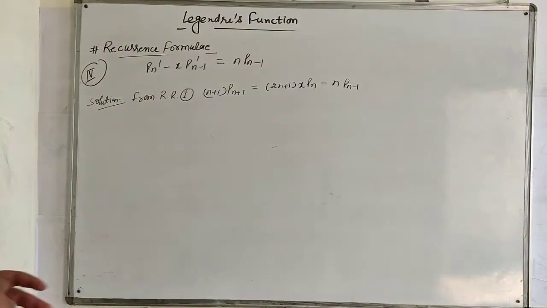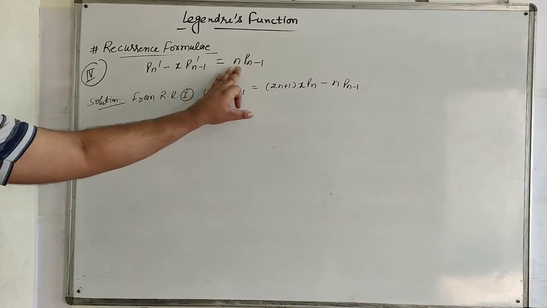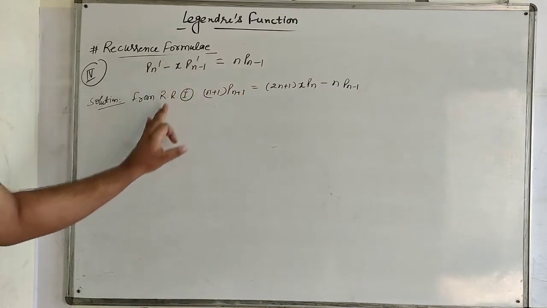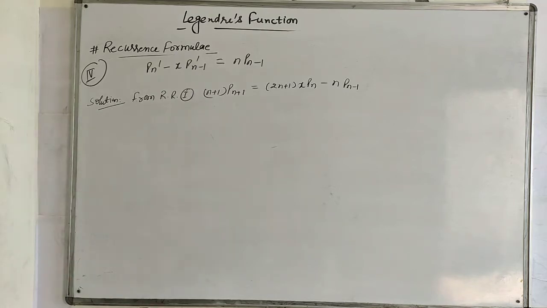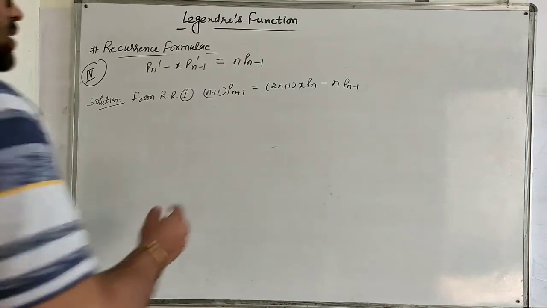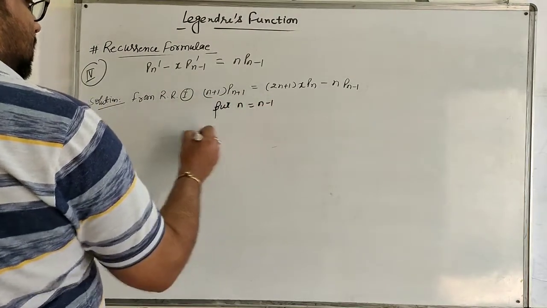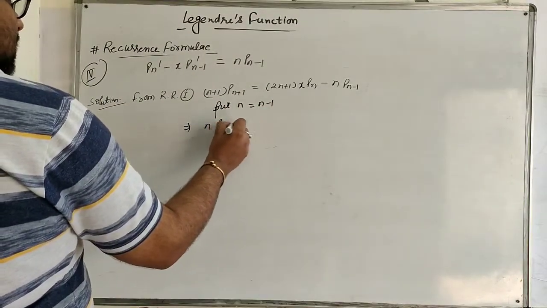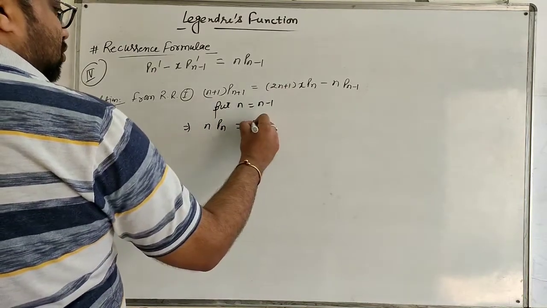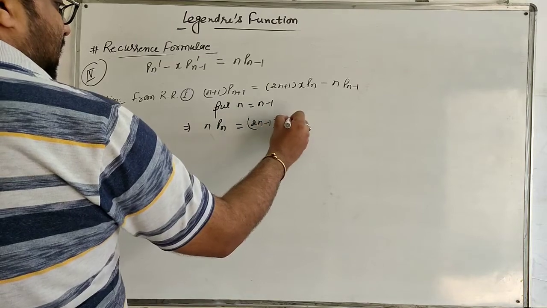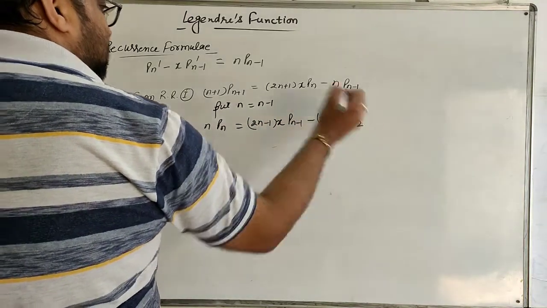So the fourth Lagrange formula is Pn' - x Pn-1' = n Pn-1. So taking from Lagrange relation first, (n+1) Pn+1 = (2n+1) x Pn - n Pn-1. If we put n = n-1, then we get n Pn = (2n-2+1), that is (2n-1) x Pn-1 - (n-1) Pn-2.